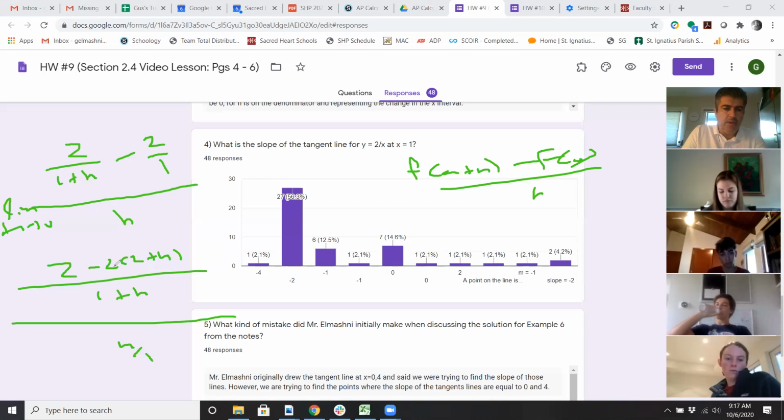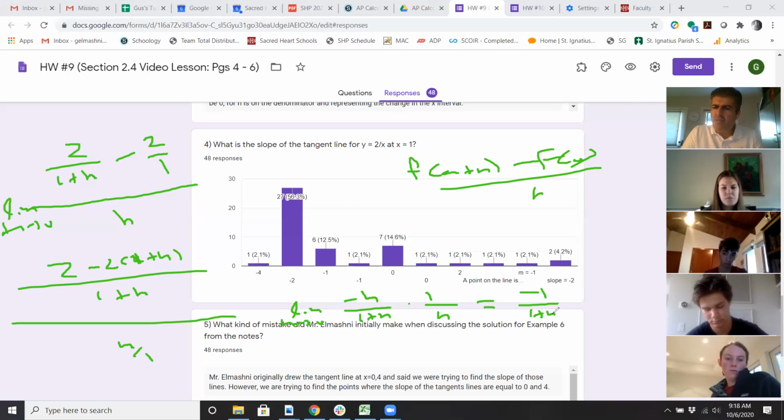And if you work it all out, remember that's 1, sorry about that. So you should get negative h up top, 1 plus h down below, times 1 over h, as h approaches 0. I think I'm doing this right. So you should get negative 1 over 1 plus h. So slope should be negative 1.